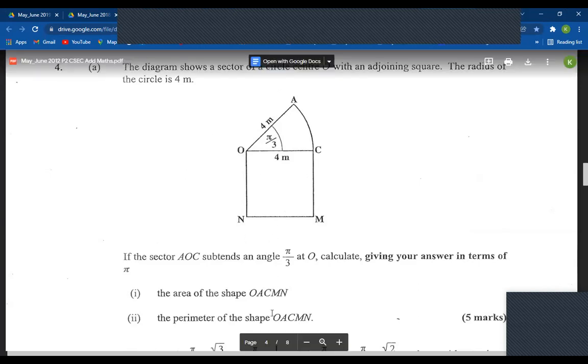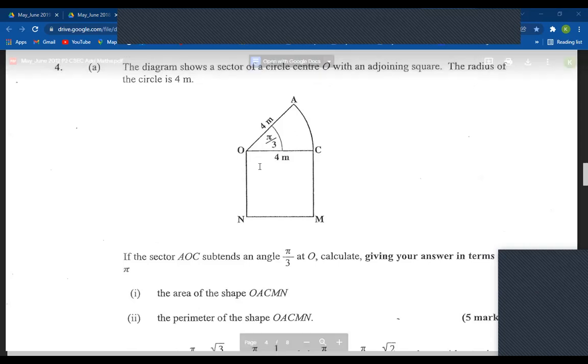I mean, I will do all of them in class with you, but you also have to practice on your own, right? It's very important. Okay, question. Paper 2, 12, number 4, part 8. The diagram shows a sector of a circle, center O, with an adjoining square. The radius of the circle is 4 meters.